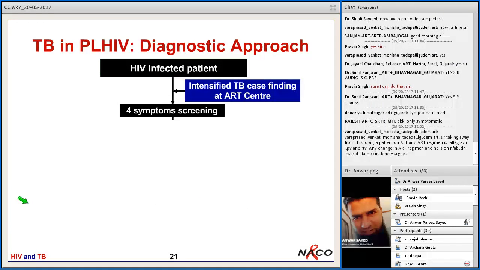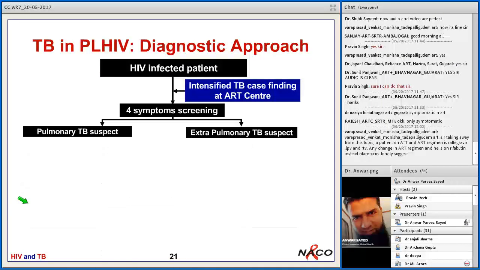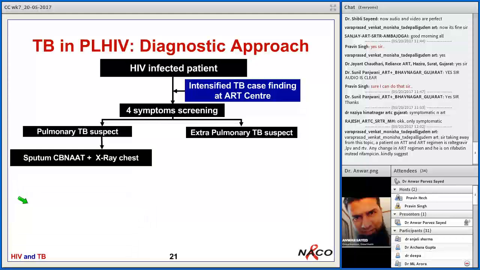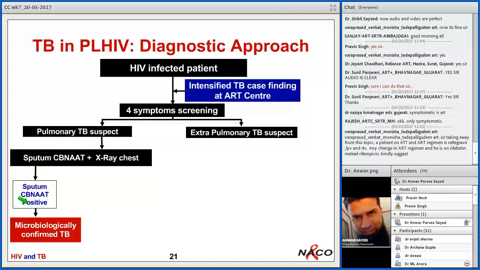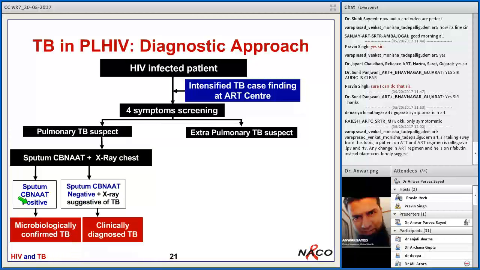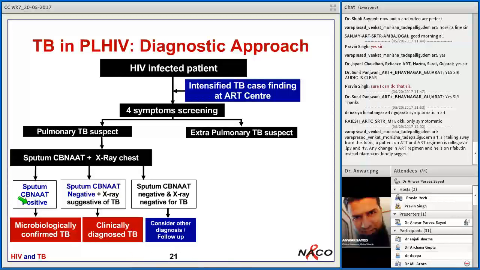So how is it diagnosed? Intensified TB case finding is happening in our centers these days. That is the 4-symptom screening. Everyone is aware of this 4-symptom screening. If it is a pulmonary TB suspect, then sputum CBNAAT is sent and a chest X-ray is done. If sputum CBNAAT is positive, it is labeled as microbiologically confirmed tuberculosis. If it is negative and the X-ray suggests TB, then it is labeled as clinically diagnosed TB.